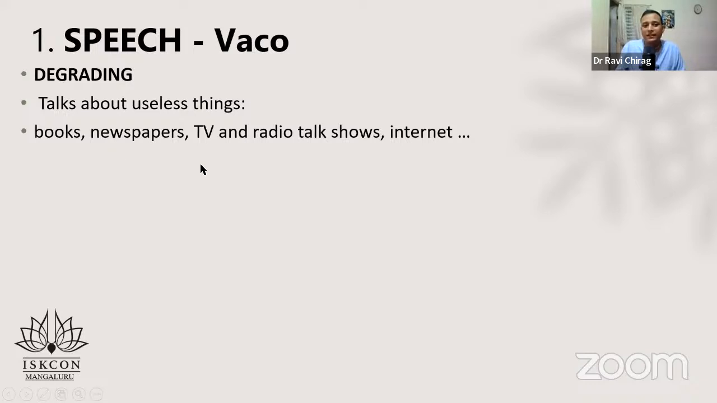Books, newspaper, TV, radio, talk show, internet. Degrading. Even newspaper is degrading. In a newspaper, if you see one line, one headline, one thing will be there and the full newspaper will be blah, blah, blah. On television news, one news will be there the full day. They will be speaking from here and there, rotating the same thing. Degrading, time waste.